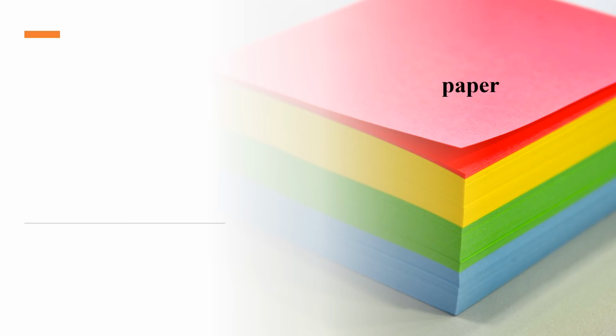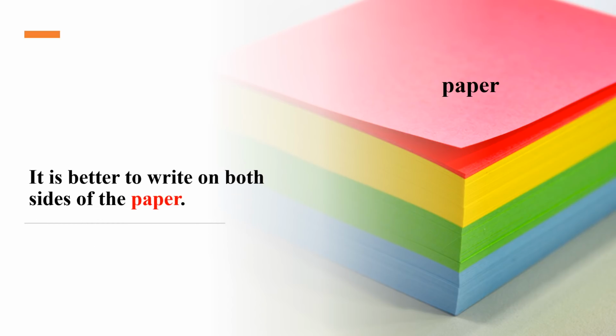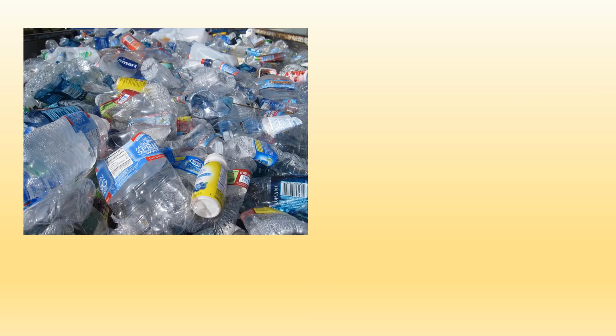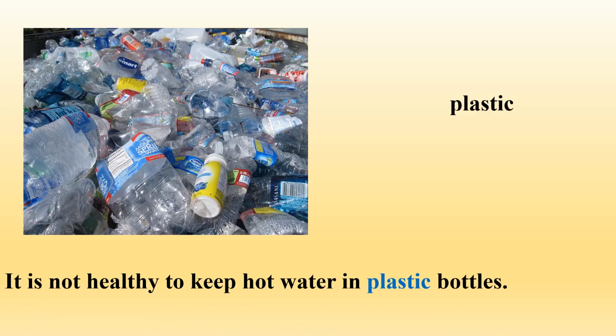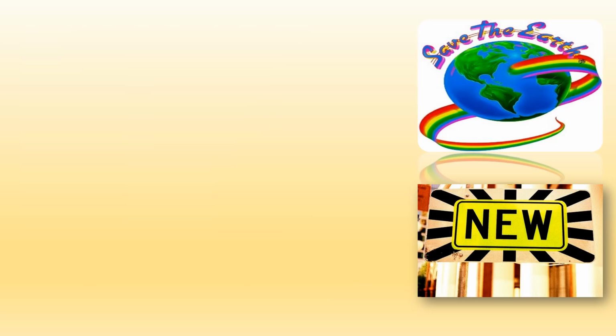Paper. Papers. How to use it in a sentence? It is better to write on both sides of the paper. Now let's move on to the next word. What about this picture? What can you see here? This is plastic. How to use it in a meaningful sentence? It's not healthy to keep hot water in plastic bottles.